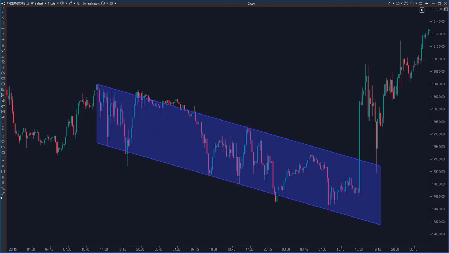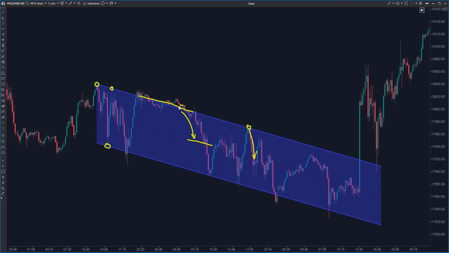For a descending channel like this one at Nasdaq, look for shorts rather than longs. Open your position at the top of the channel. So I connected this point with this point and selected the point at the opposite side to draw the channel. Now I can short from the upper side of the channel to the midline, which is here, and again here.